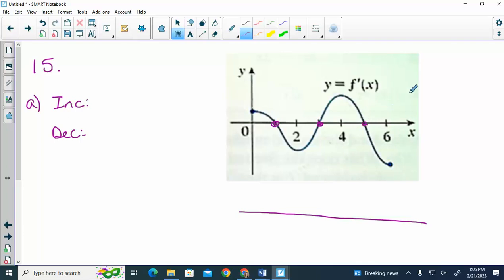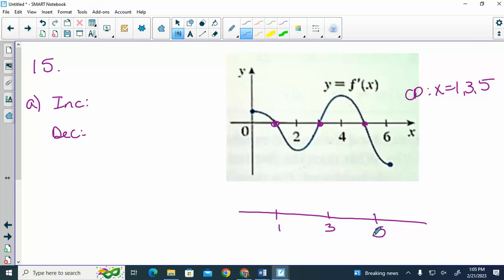1, 3, and 5. So my critical points are 1, 3, and 5. Everybody with me here? Corbin, you with me? Okay, so what you would do on the first page, we found our critical points and we made our sign line to decide increasing and decreasing.